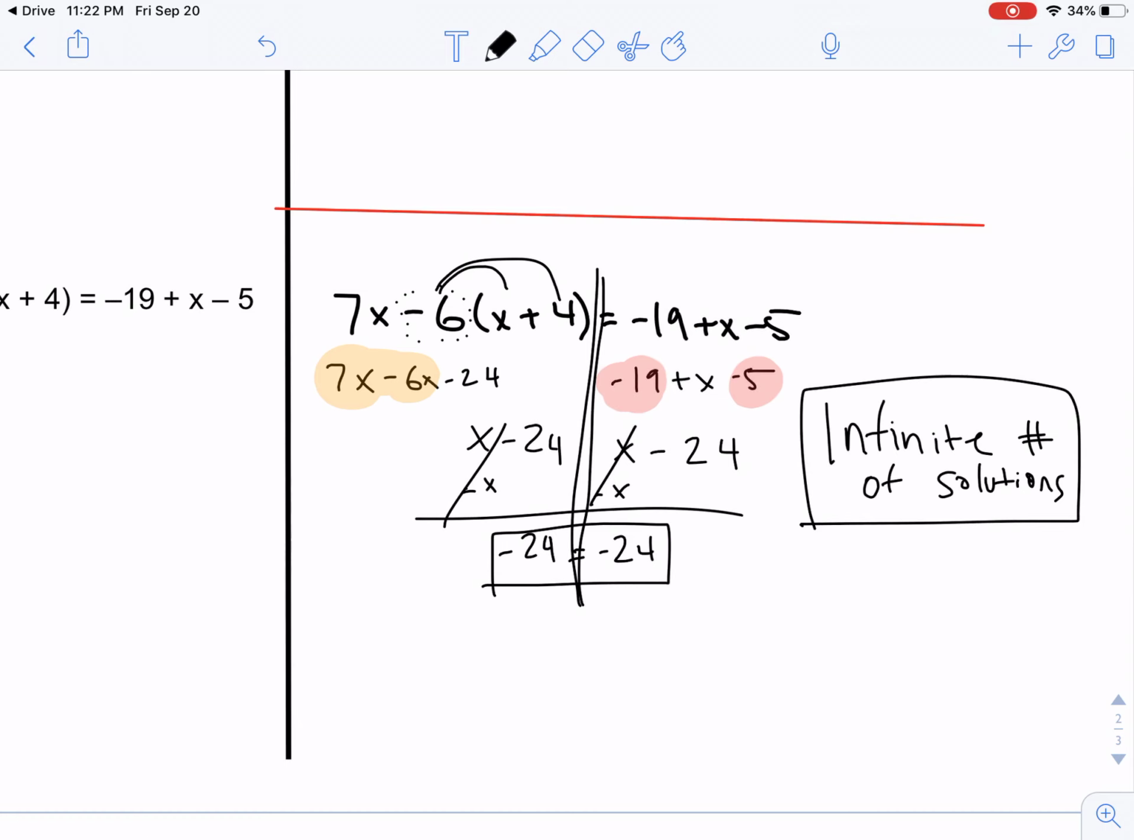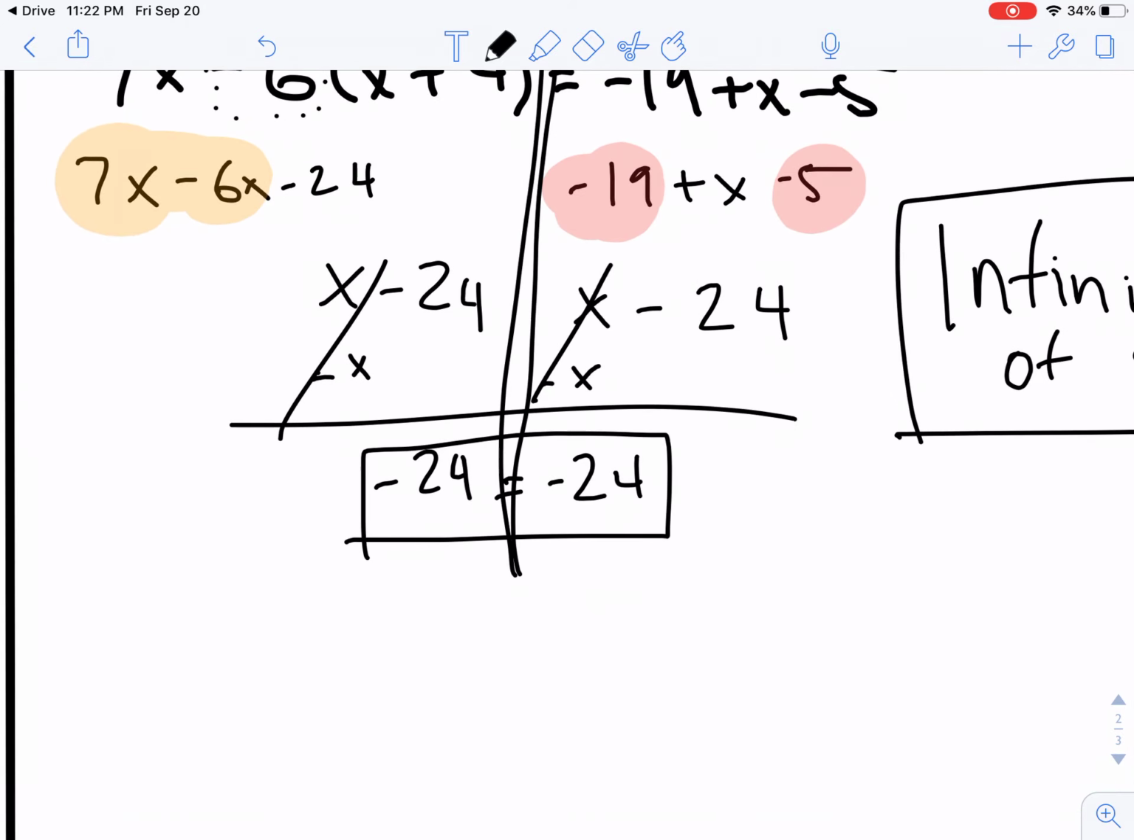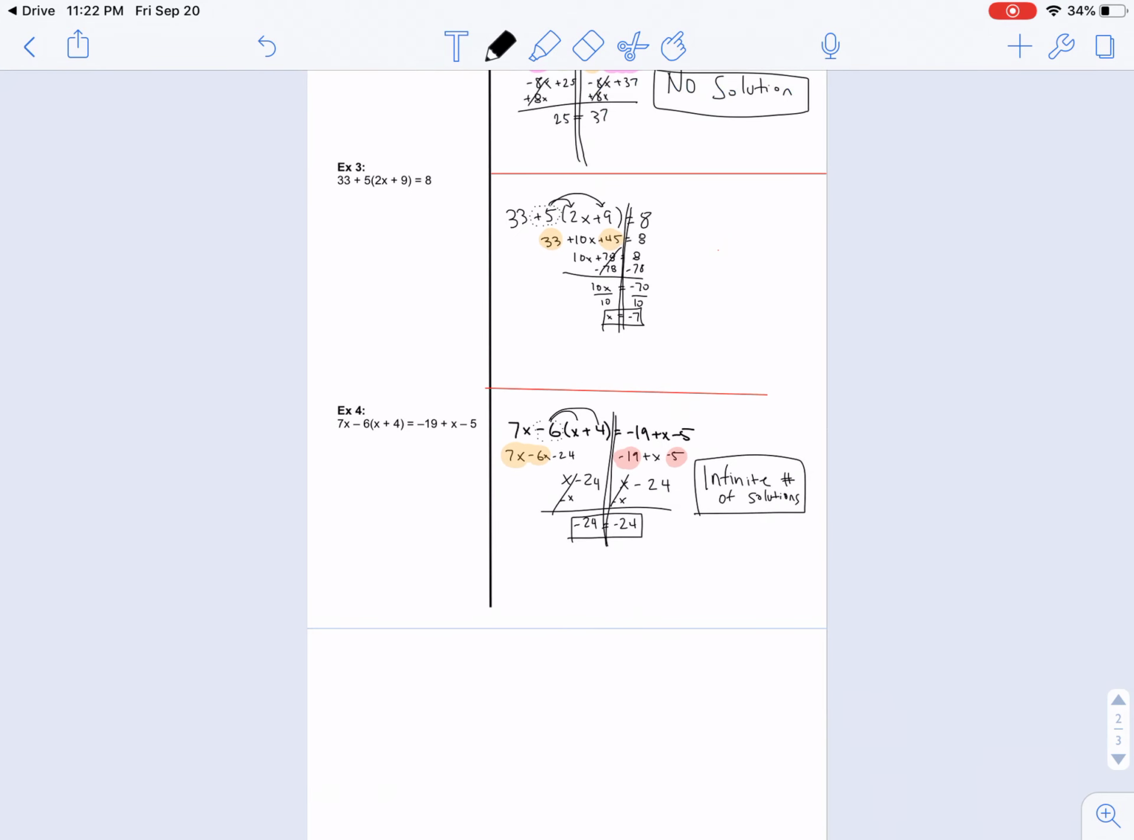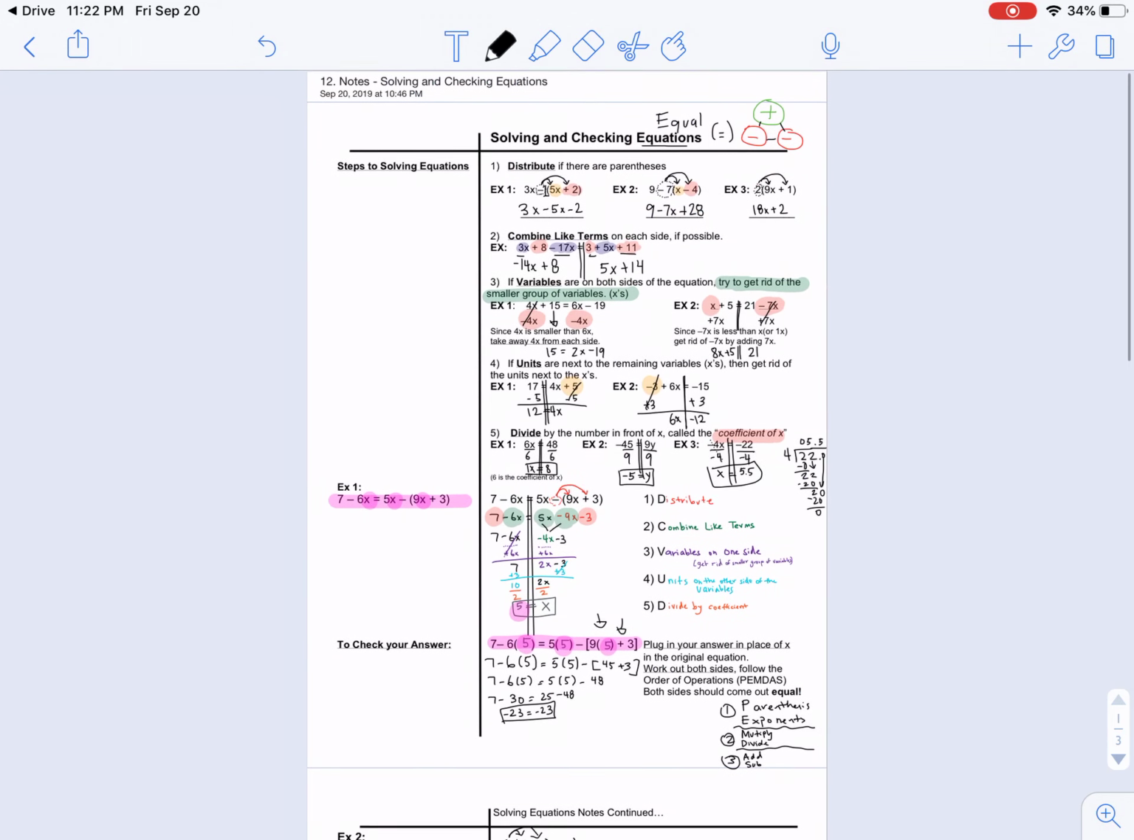What we're saying here is no matter what we put in for x, this statement's going to be true. If I say that x is 5, this is going to be true. If we say that x is 1 million, this statement's going to be true. You can go ahead and check the work, test it, put a number in, and it should come out to be equal. Well, here it is. That's our notes.